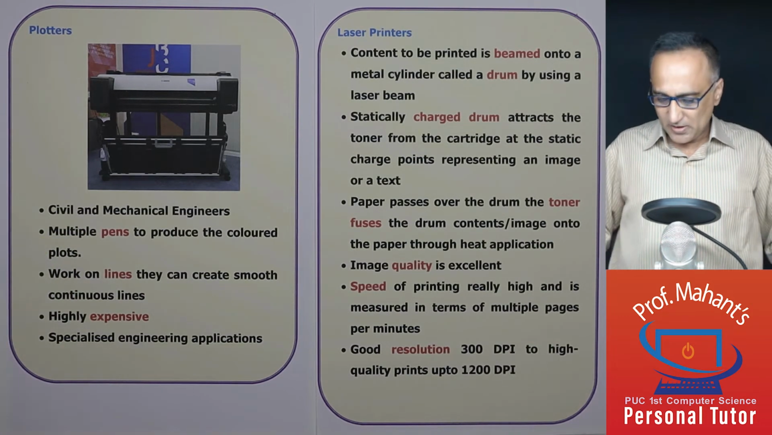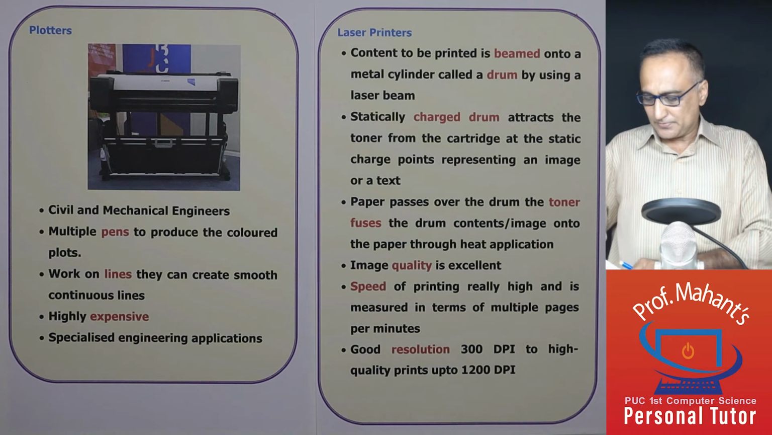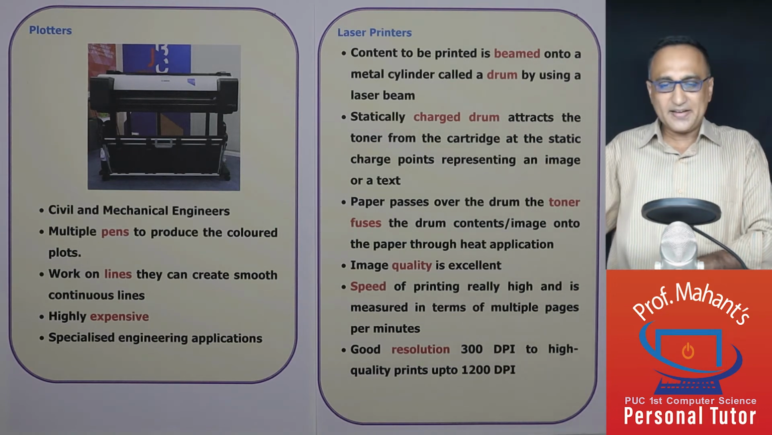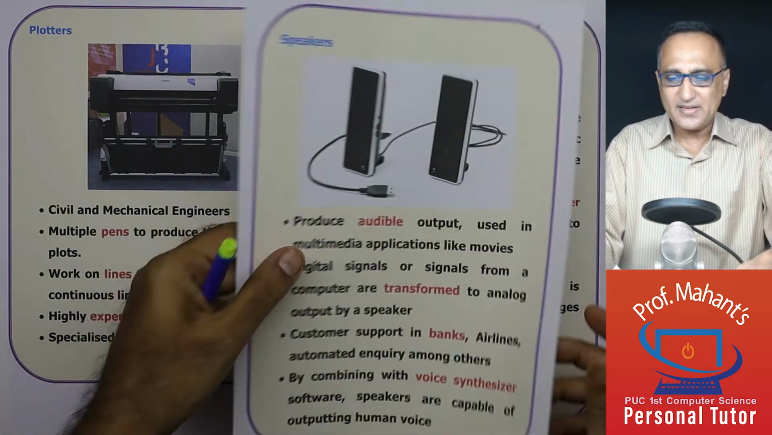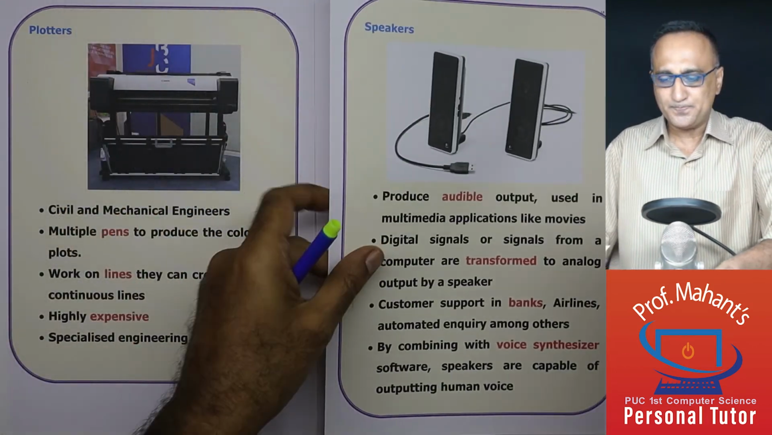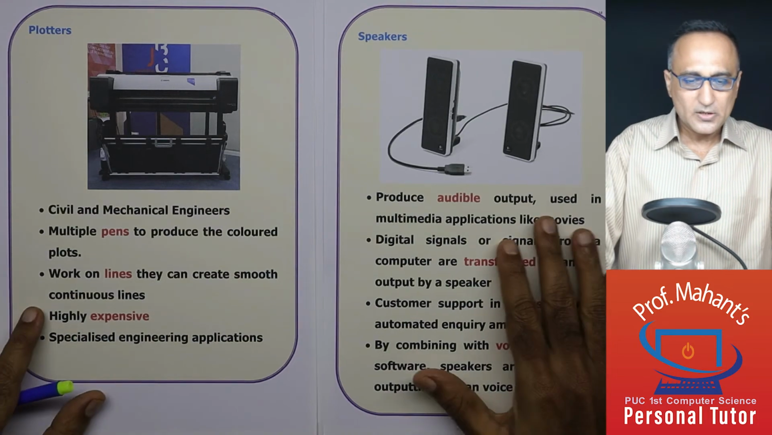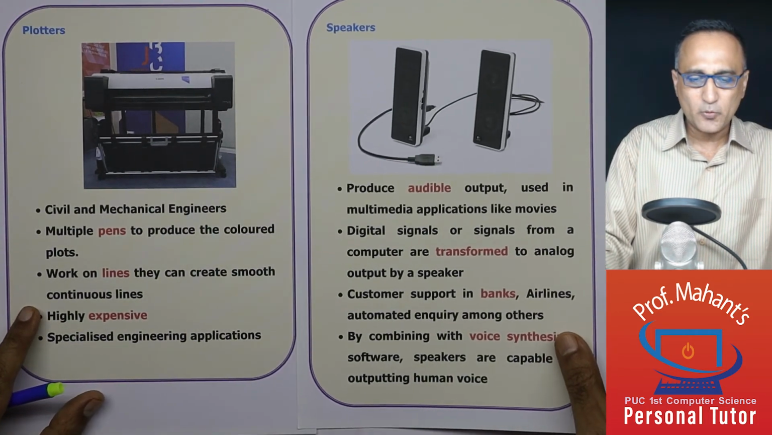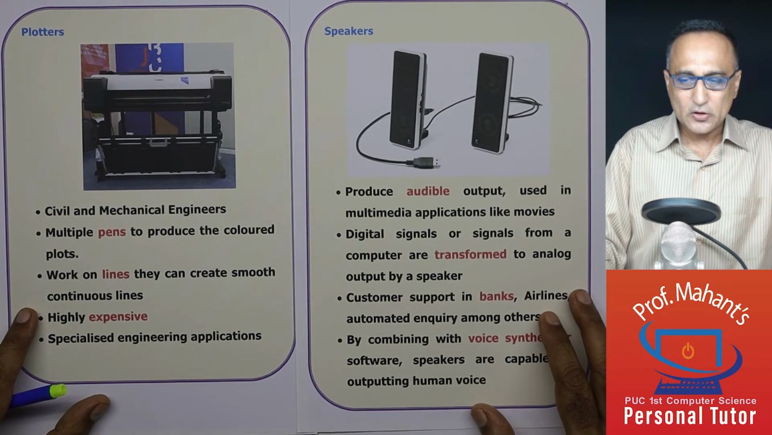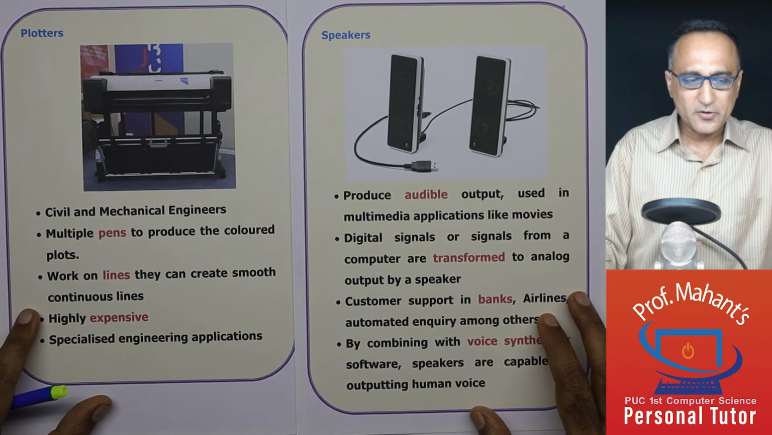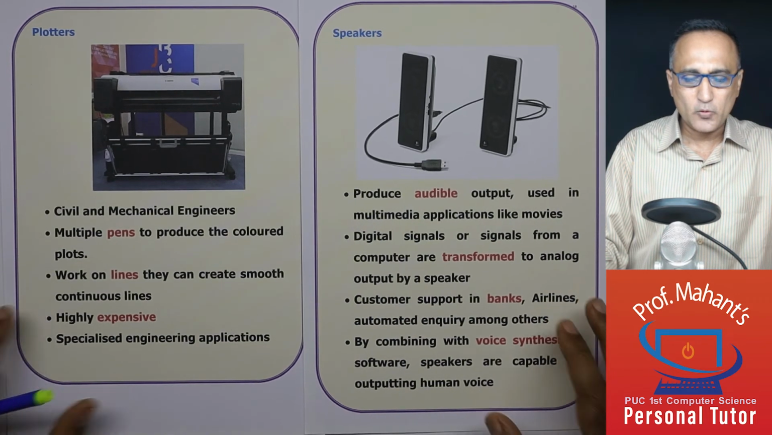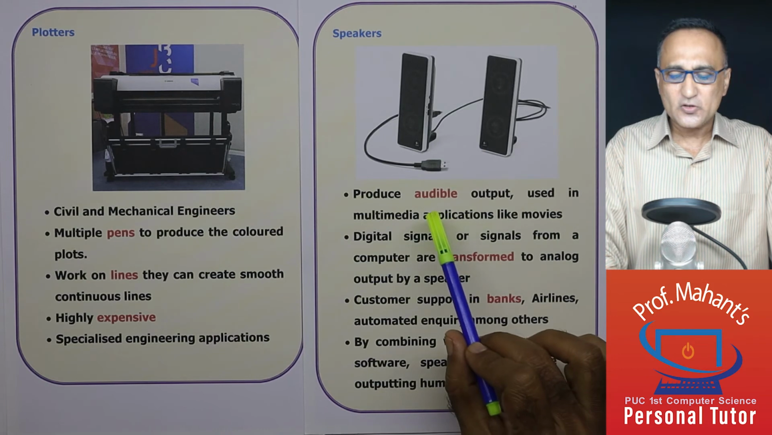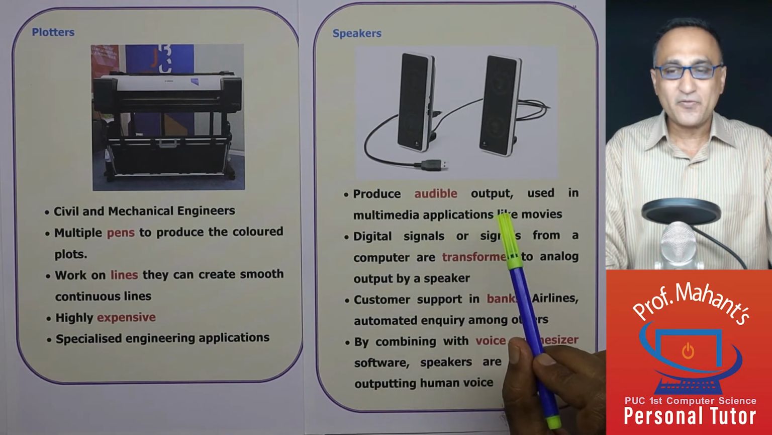All right, now let's take a look at the last item in today's video session, the computer speaker. A computer speaker is again an example of an output device. It produces audible output. So if you have text or any information, the speaker produces it in the form of sound waves.